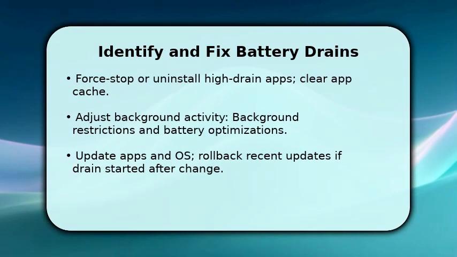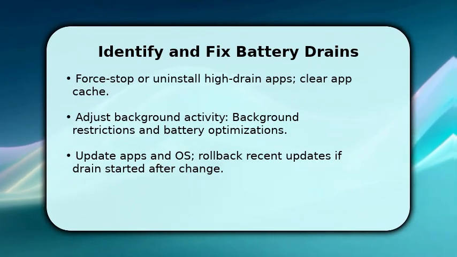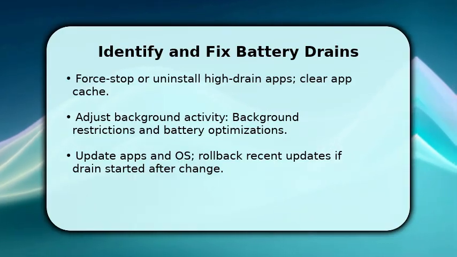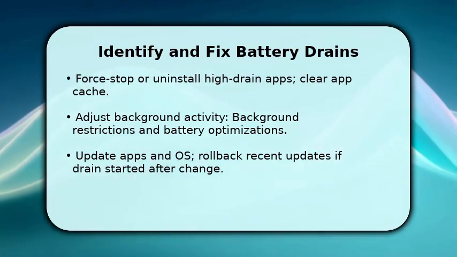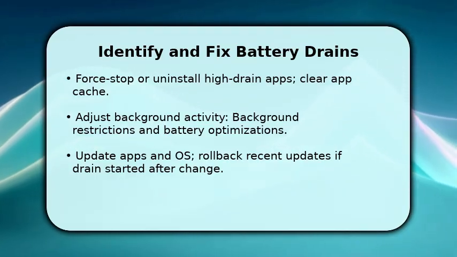Now dig into what's actually draining power. Open battery details and look for waking apps, then force stop or uninstall offenders. Clear their cache to remove corrupted temp files. Next, apply background restrictions and turn on battery optimizations for non-essential apps so they can't run unseen.